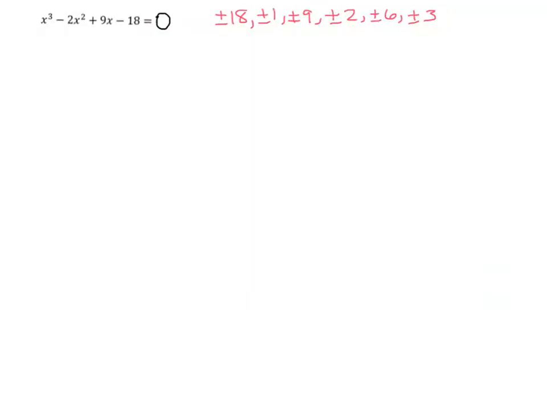So looking at those possible rational roots, we can go ahead and start trying these. So I'm actually going to start with positive 1. You can start with whatever number you'd like. So I'm going to try plugging 1 in, and I'm going to use my synthetic division. So I'm going to have 1, negative 2, 9, and negative 18. So if I go ahead and bring my 1 down, I have 1. 1 times 1 is 1.